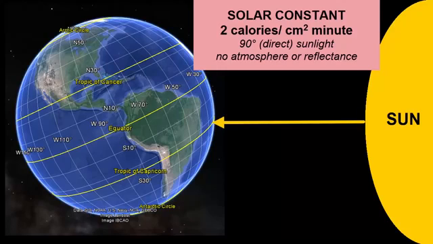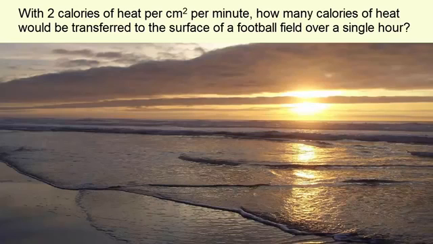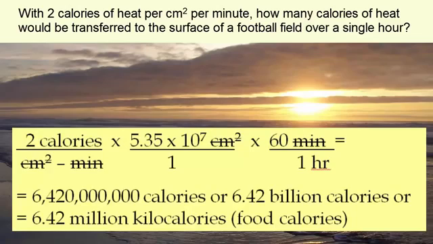Well, assuming we really did have no atmosphere and were directly under the sun's rays, such that they hit us at a 90-degree angle, how much heat would be transferred to the surface of a football field in a single hour? We take 2 calories of heat per square centimeter per minute and multiply it by the area of the football field in square centimeters, and then multiply it by the number of minutes in 1 hour. That gives us 6.42 billion calories, or 6.42 million kilocalories, the food calories that we are more familiar with.